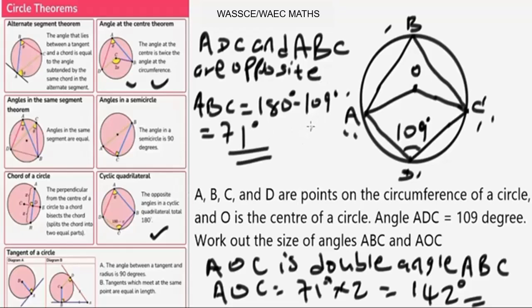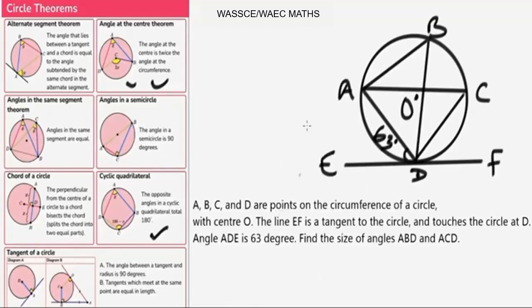Now let's wipe this and look at one more circle geometry problem to solve, and after it we can call it a class. Let me give you guys this practice question to test some knowledge. Okay guys, now look at this question. It says A, B, C, and D are points on the circumference of a circle with center O. The line EF is tangent to the circle and touches the circle at D. Angle ADE is 63 degrees. Find the size of angles ABD and ACD.